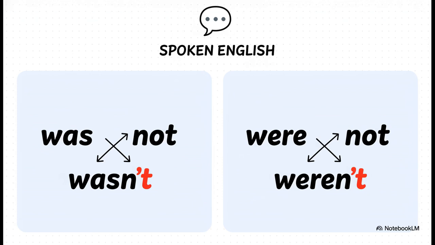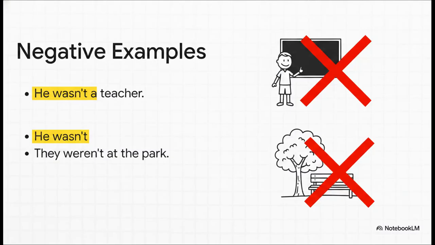Actually, getting comfortable with these contractions is a total game changer for making your spoken English sound natural and fluent. Let's see those negative examples in action. He was not a teacher in 2004. Or, using our handy contraction, he wasn't a teacher in 2004. Look at the second one.